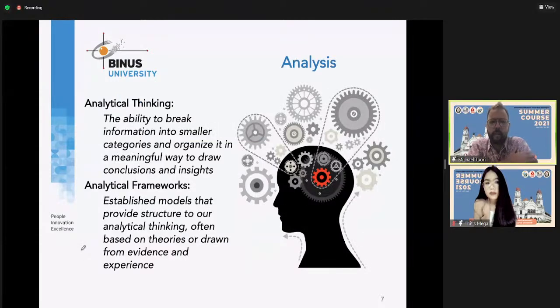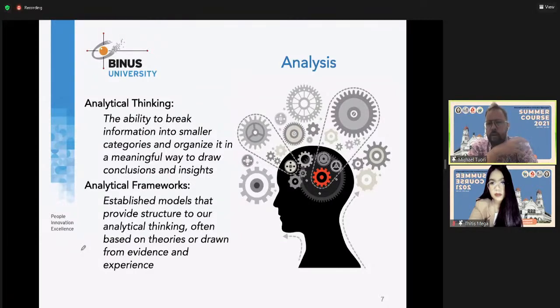So we use analytical thinking. And the important thing is that we take a big problem, like how do we enter a new market? And we try to make it into smaller pieces that are easier to understand, and then we can make insights from that. And we use analytical frameworks. Frameworks are really important because they give structure to our thinking.